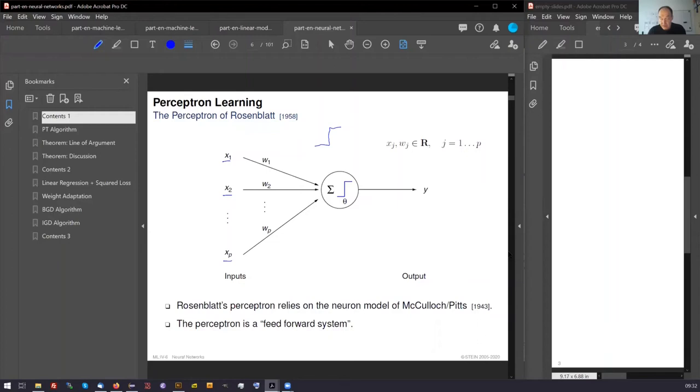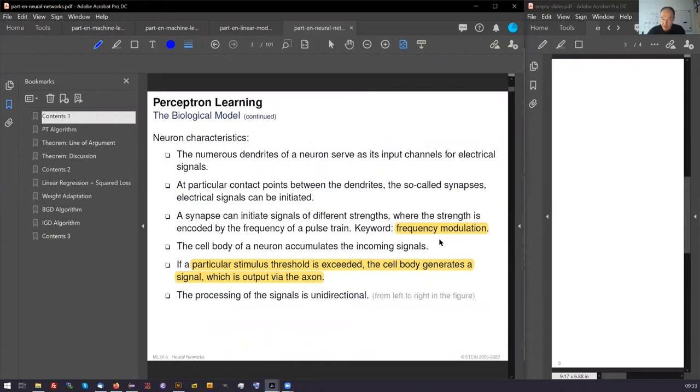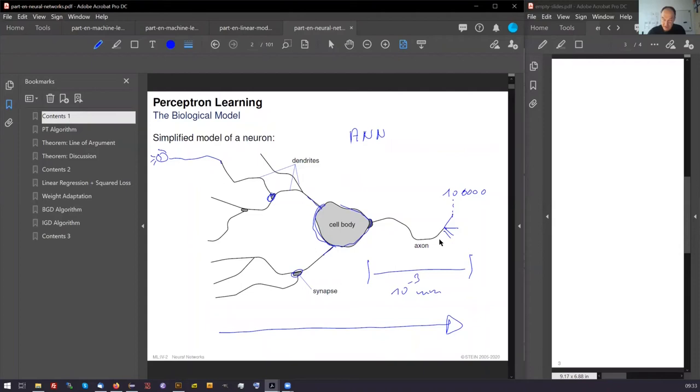The feature vectors are weighted. These weights are accumulated. And if a certain threshold is overcome or reached, an output is generated. And this is a similarity with this here. You see, things are collected, accumulated, and a certain chemical threshold is reached here, an output is generated.